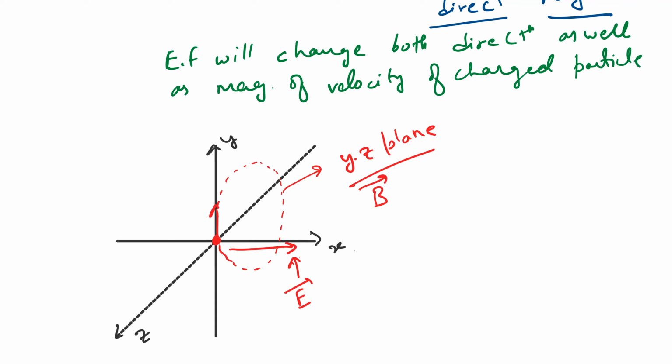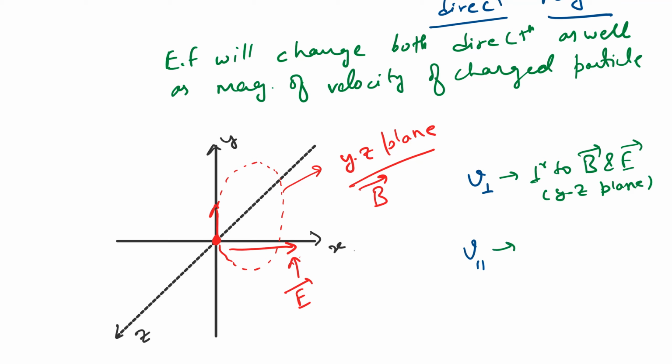So we can say your velocity has two components: one is V perpendicular and one is V parallel. V perpendicular is perpendicular to both the electric field and the magnetic field, and this is in the YZ plane. V parallel is in the direction parallel to the magnetic field and electric field, so this is along the x-axis.